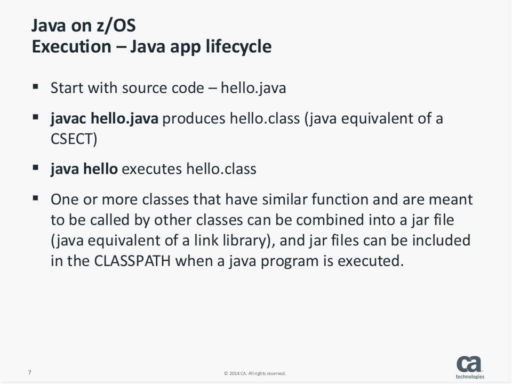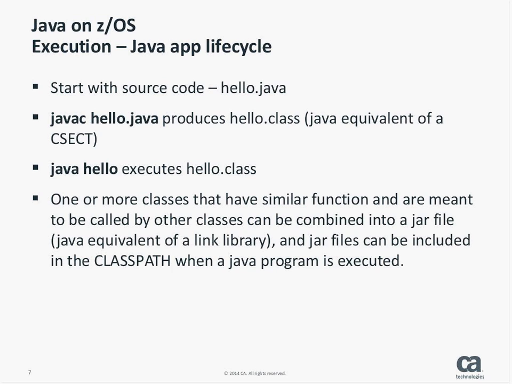Basically, this is a very simplistic representation of the life cycle of a Java application. So you start with Java source code. I'm not going to go into what the source code looks like; it would be like a Hello.java. When you compile it with the javac command, it produces a Hello.class file, and that class file is the Java equivalent of a CSECT in z/OS or an object deck. Then you would run the java command to actually execute the Hello class.